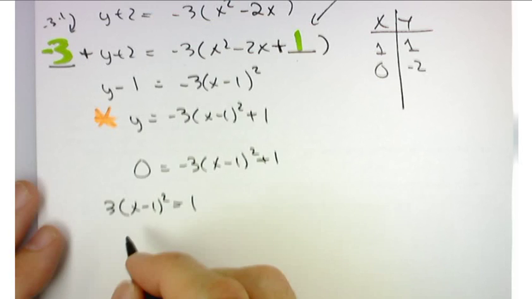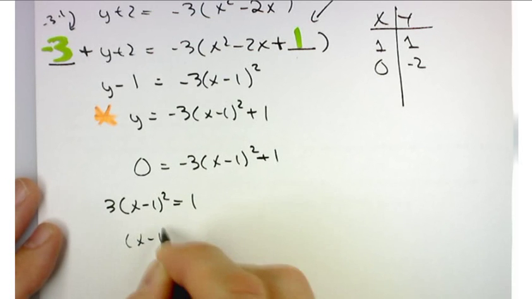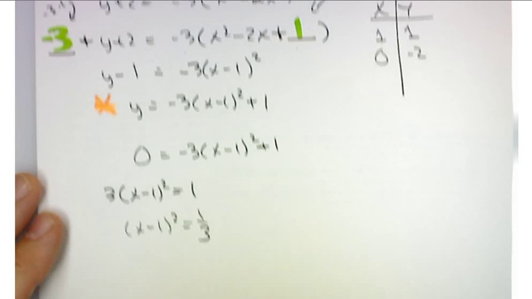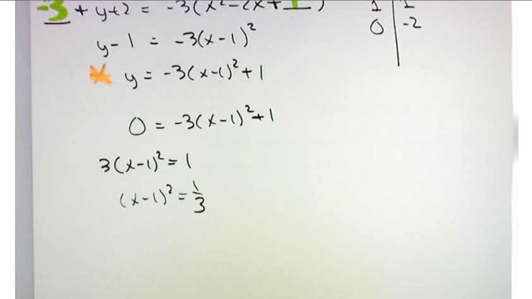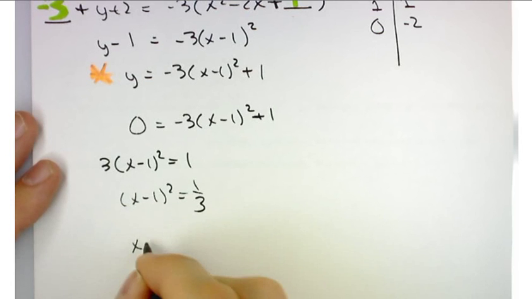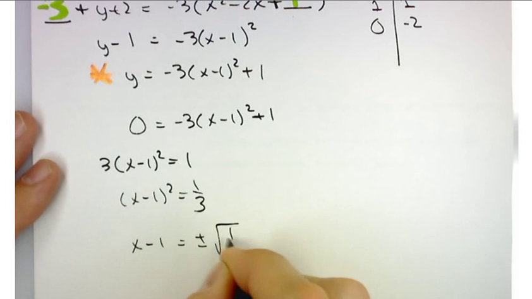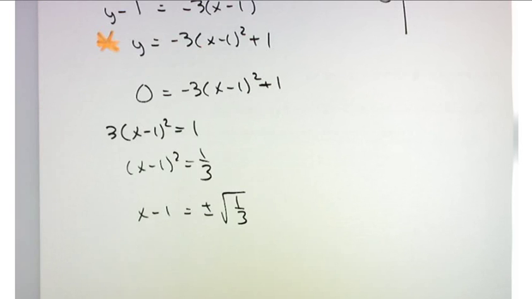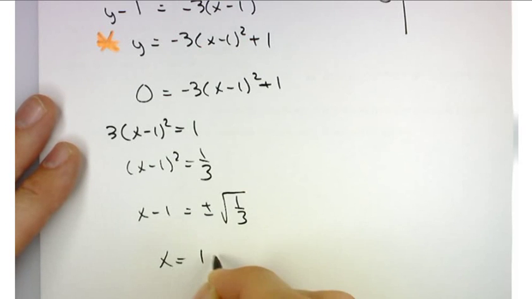Let's divide both sides by 3. And that's looking a little bit more reasonable. (x - 1)² = 3. What do I do to keep solving for x? Square root. So I get x - 1 = ±√(1/3). I'm almost done, right? The only thing left to do is to add 1 to both sides. x = 1 ± √(1/3).